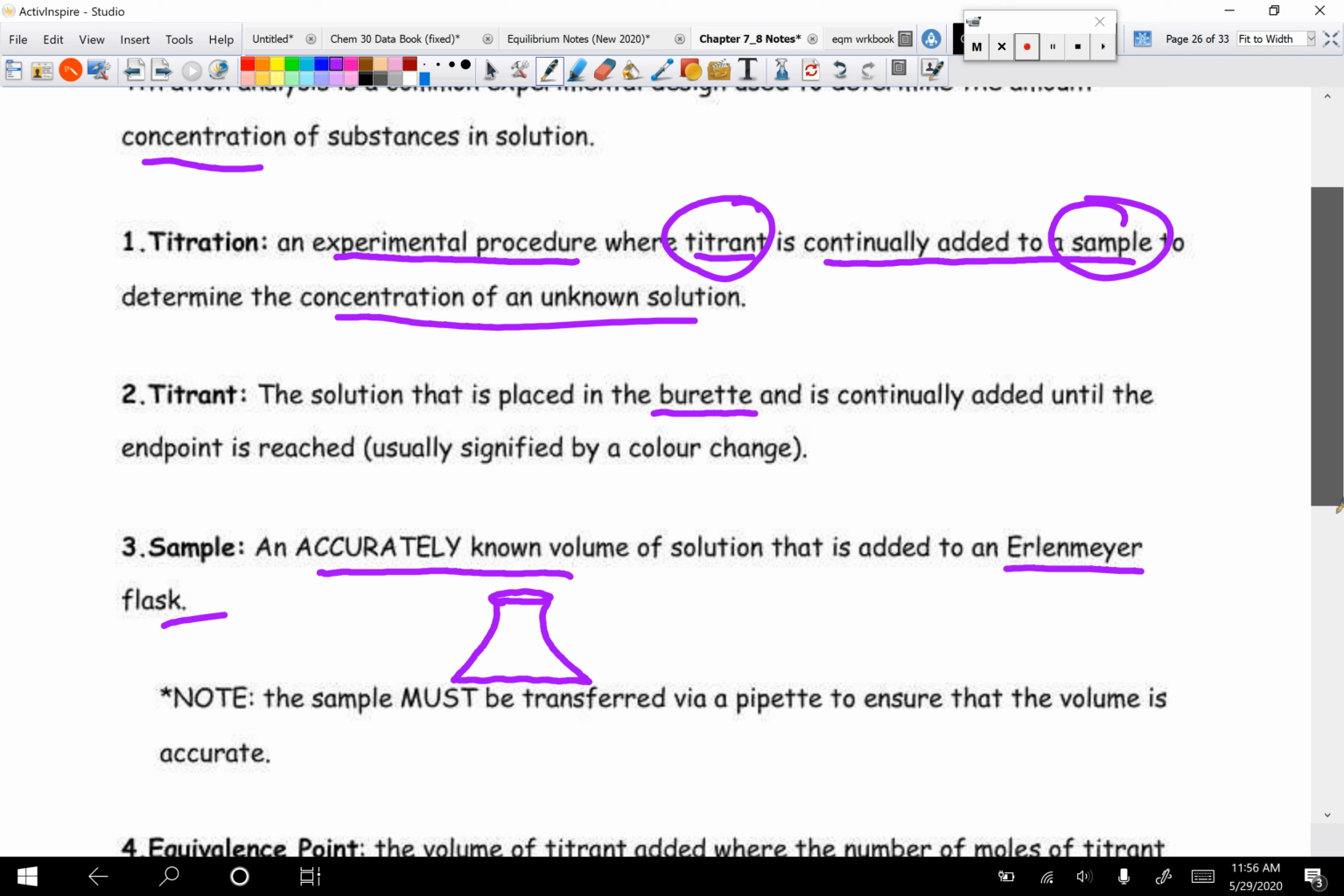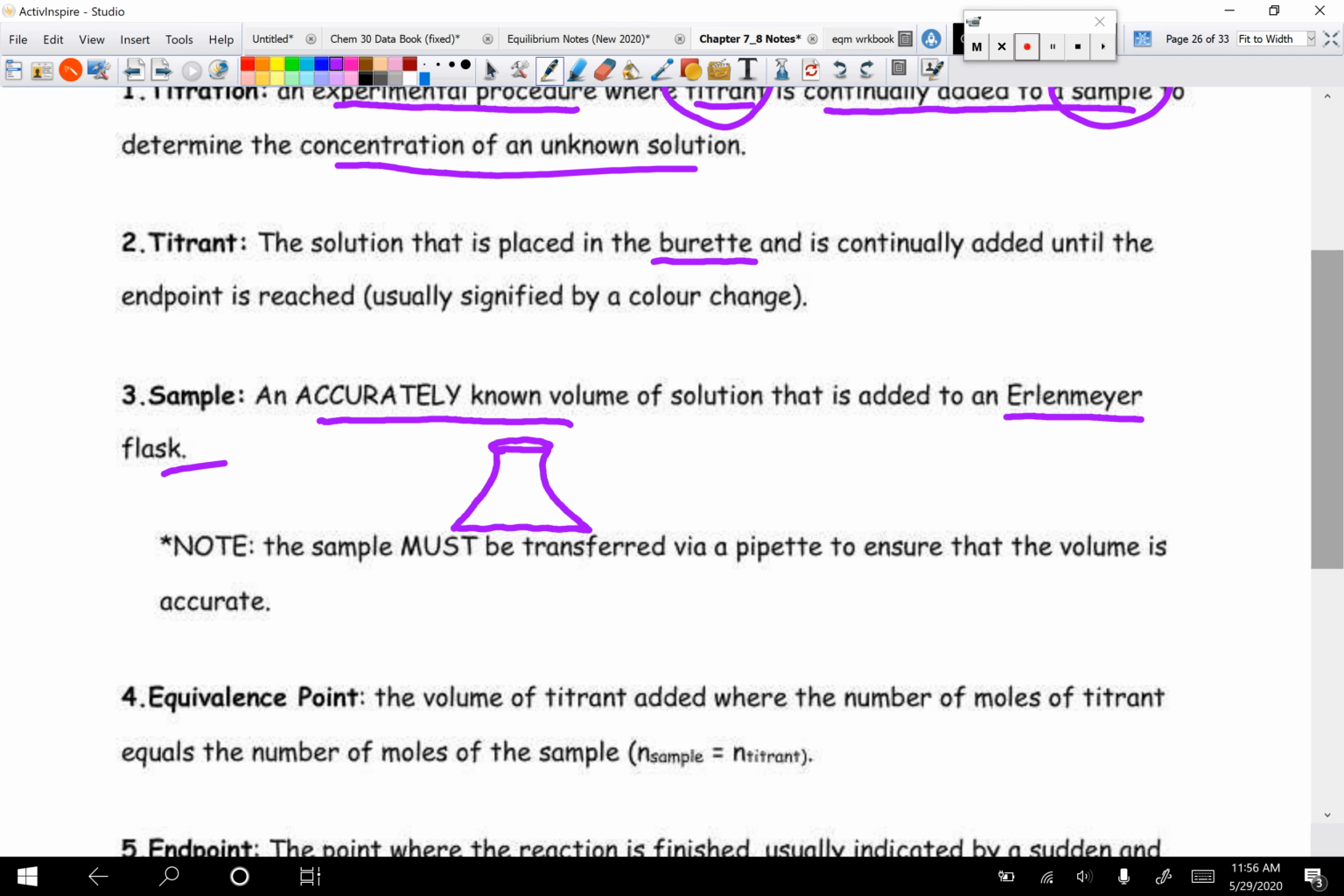Now, when we're transferring stuff into the Erlenmeyer flask as a sample, it must be an accurately known volume. So we need to transfer it using a pipette. This ensures that the volume is accurate. You've worked with pipettes before, but you could have a volumetric or a graduated pipette. Those are designed to be very accurate when transferring solutions.